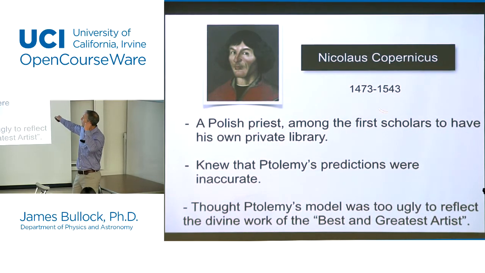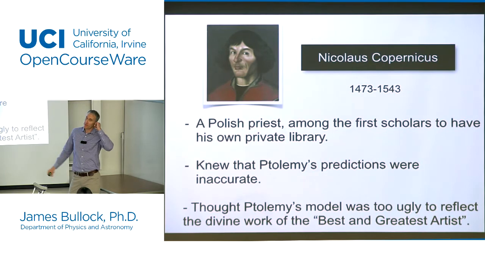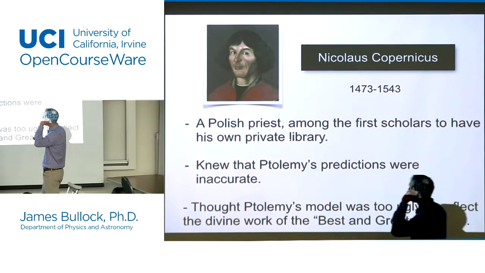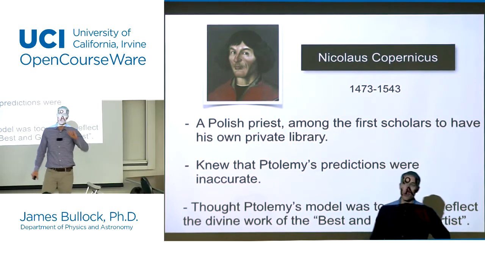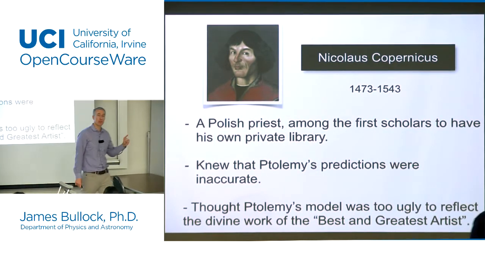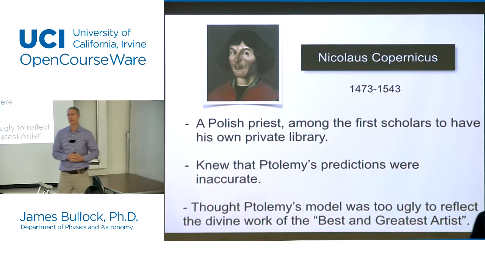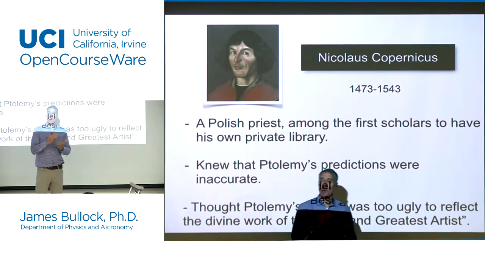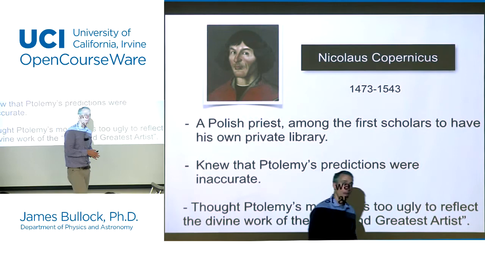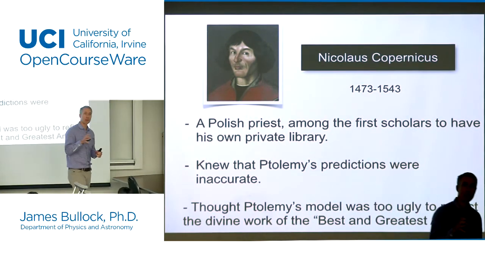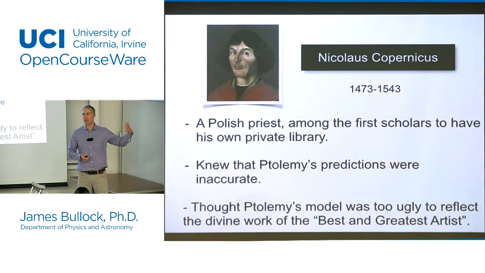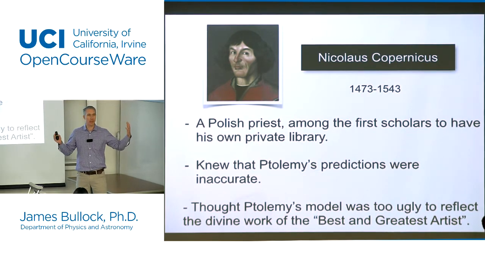So in around 1543, actually at the very, very end of his life, Nicholas Copernicus published this idea. Now, he was a Polish priest, and the thing that was very interesting about Copernicus is he was one of the first people to have his own library. The printing press was just kind of coming into existence. Paper had made its way to Europe, and it was getting to the point where private individuals could actually have their own libraries to study in.